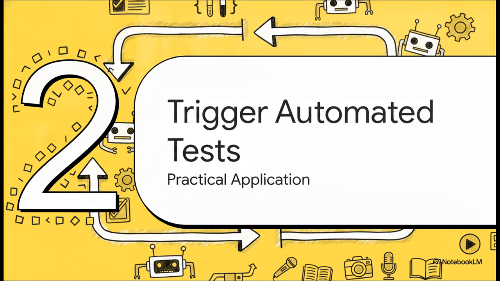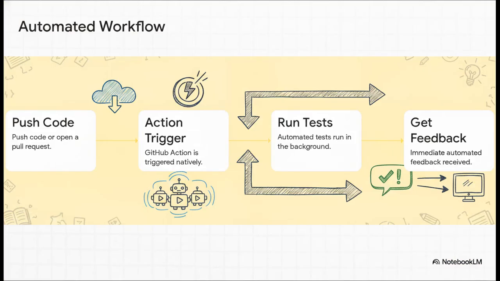Section 2. Triggering automated tests. The TestCraft outline actually recommends dedicating 2 to 3 minutes just to shift from theory to practice. So let's look at how this functions in the real world. Step 1, you push your code, or maybe you open a pull request. Step 2, that specific action natively triggers a GitHub action. Step 3, your automated tests start running quietly in the background. And step 4, you get automated feedback.